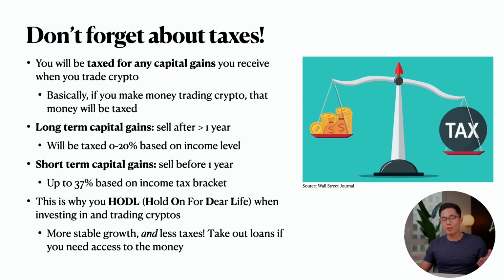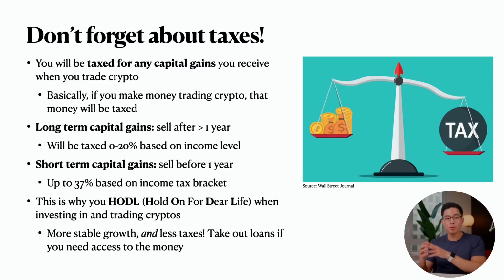We're almost done, you guys, but I want to remind you that cryptocurrency is taxed. You are going to be taxed for any capital gains that you receive while trading crypto. So let's say you put $100 into Bitcoin and you sell it for $200. You basically are receiving a gain of $100. That $100 gain is going to be taxed either as a long-term capital gain or a short-term capital gain. If you're holding the coin for over 1 year and then selling it, that's going to be a long-term capital gain. And that tax level is between 0 to 20% based on your income level.